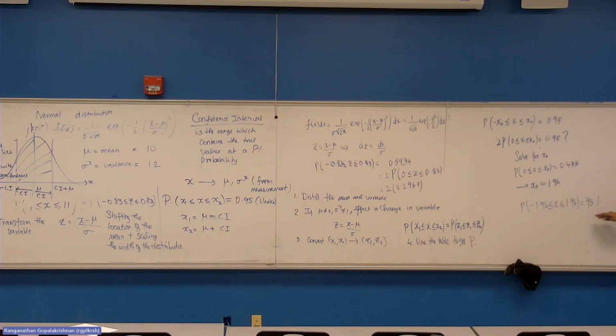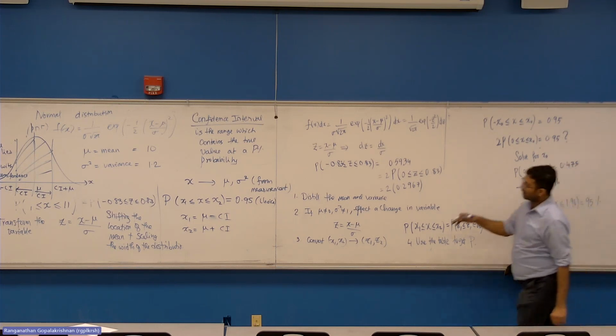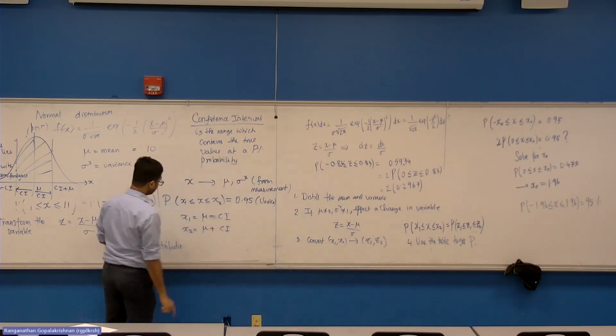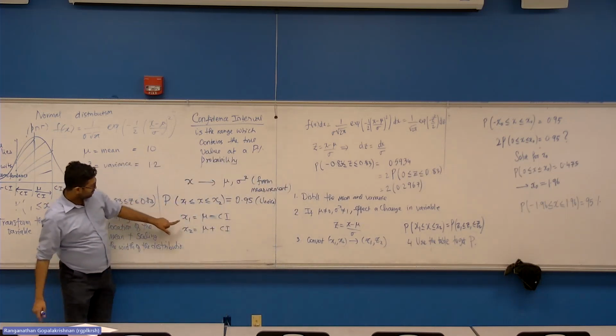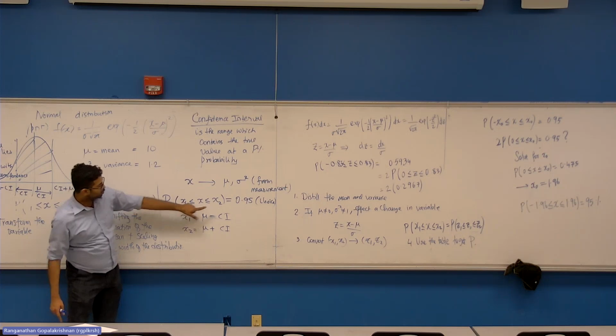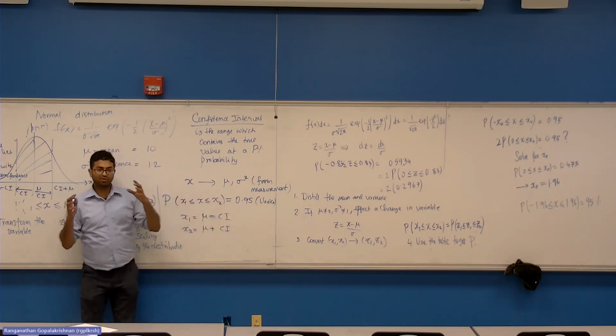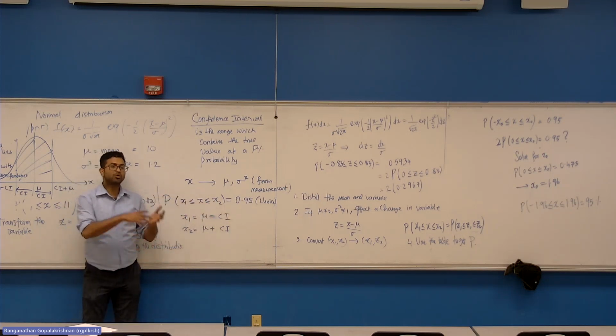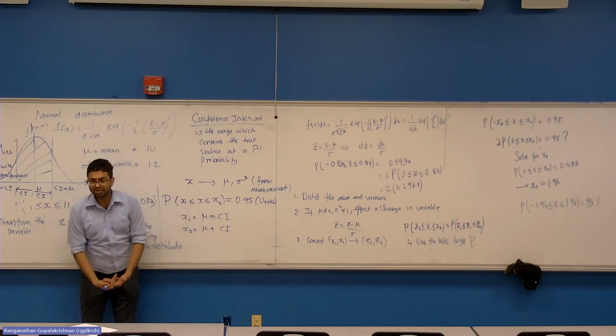How do you interpret this? 95% of the values are found between negative 1.96 standard deviation and positive 1.96 standard deviation. So 1.96 is the magic value. Come back here. We are asking what is the probability that x is between x1 and x2: 95% of the values are likely to be found, or the true value can be found, with 95% probability.